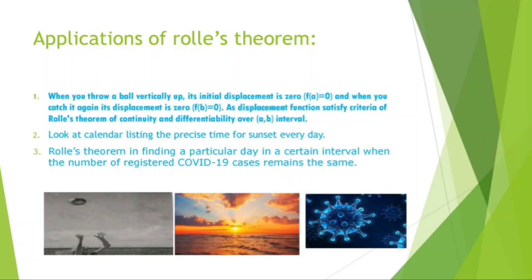And coming to the COVID situation, when the wave started, cases have been increased. And when the wave is getting low, cases have been decreased. Here Rolle's theorem applies. And when we go with sunset, the upper limb of the sun disappears below the horizon. Then the condition shows here Rolle's theorem is applied.